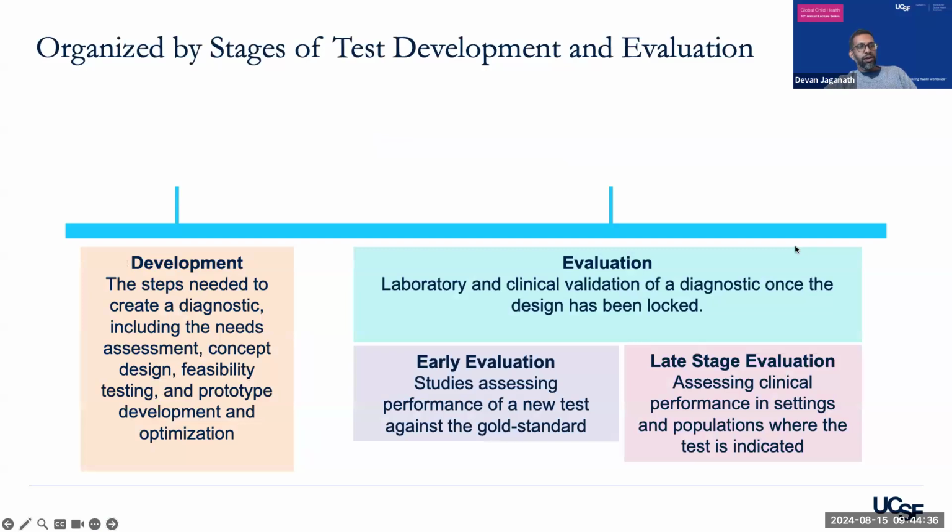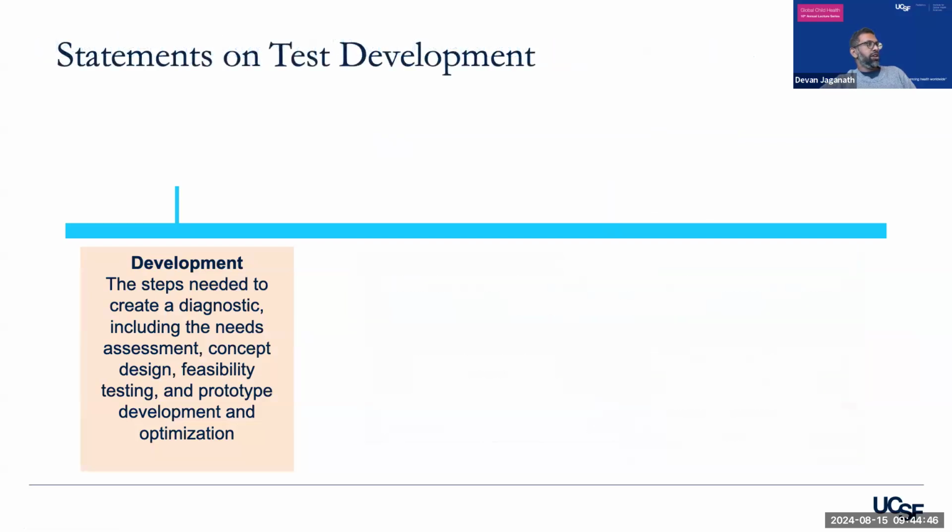So the way that we organize these statements is by the different stages of development and evaluation for diagnostic tests, and I'll just go through that in detail, and then we'll go to those statements. So for test development, these are the steps to create that diagnostic, and so it includes the initial needs assessment, concept design, feasibility testing, and prototype development and optimization.